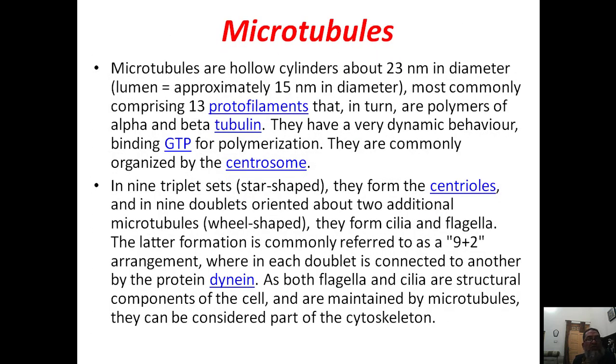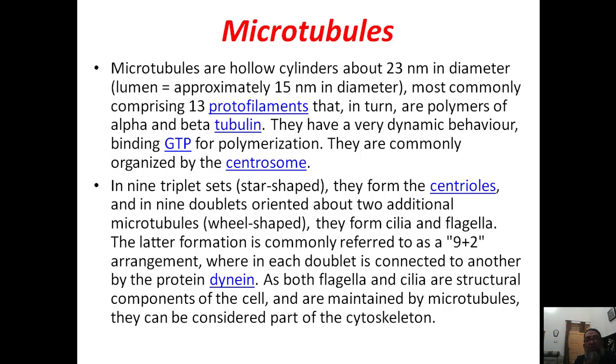Now, the third variety is the microtubules. These are protein hollow cylinders about 23 nanometer in diameter. Lumen is approximately 15 nanometer in diameter. It is a luminal microtubule having a cylinder about 23 nanometer in diameter. Most commonly comprises 13 protofilaments, polymers of alpha and beta tubulin.